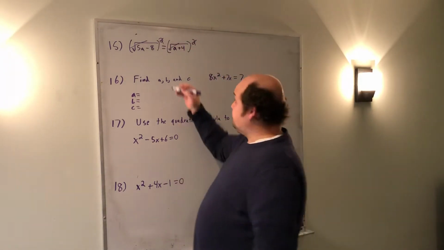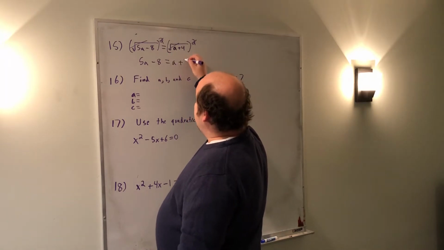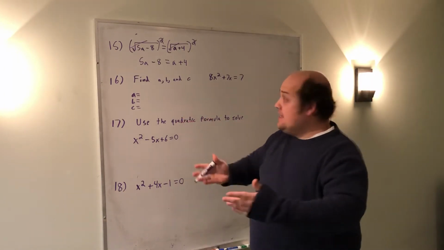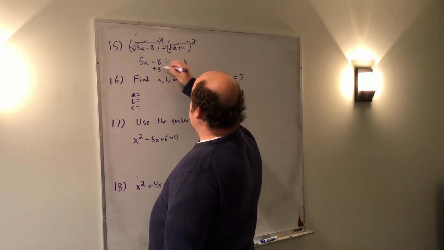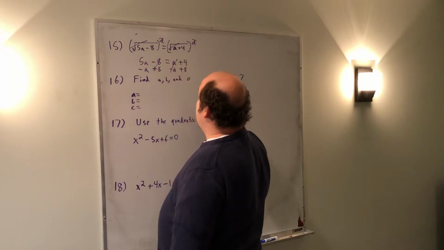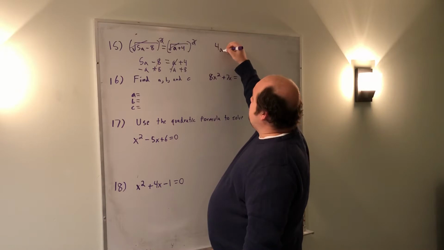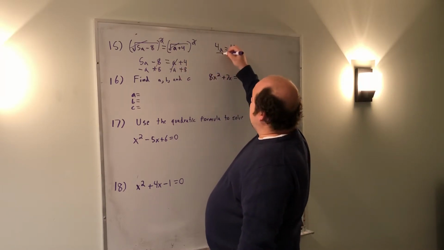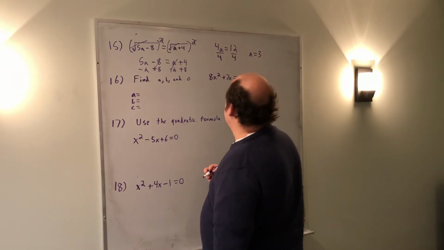In each case, the squared undoes that square root. So it leaves me with 5a minus 8 equals a plus 4. Next step, take all the letters to one side, take all the numbers to the other. So I'm going to add 8 to both sides to get rid of this negative 8. I'm going to subtract a from both sides to get rid of that positive a. On the left side, that leaves me with 5a minus a, which is 4a. On the right side, it leaves me with 4 plus 8, which is 12. When I divide both sides by 4, I get a equals 3.